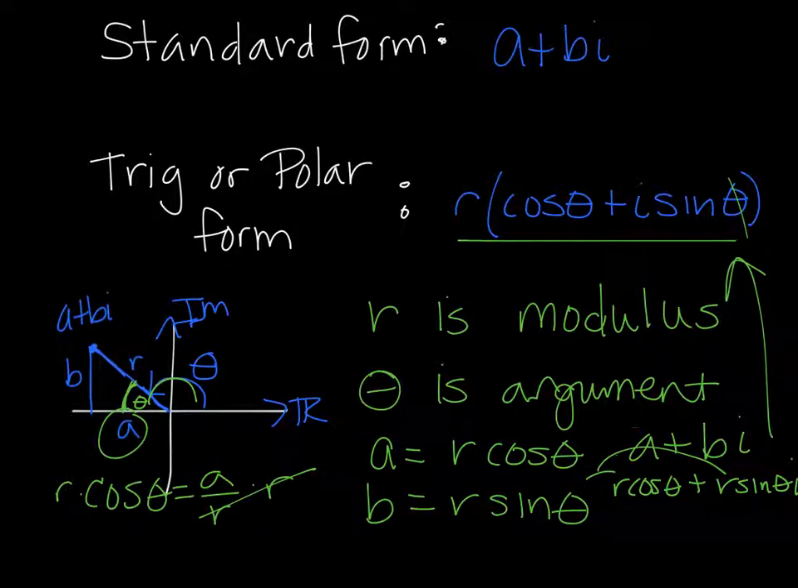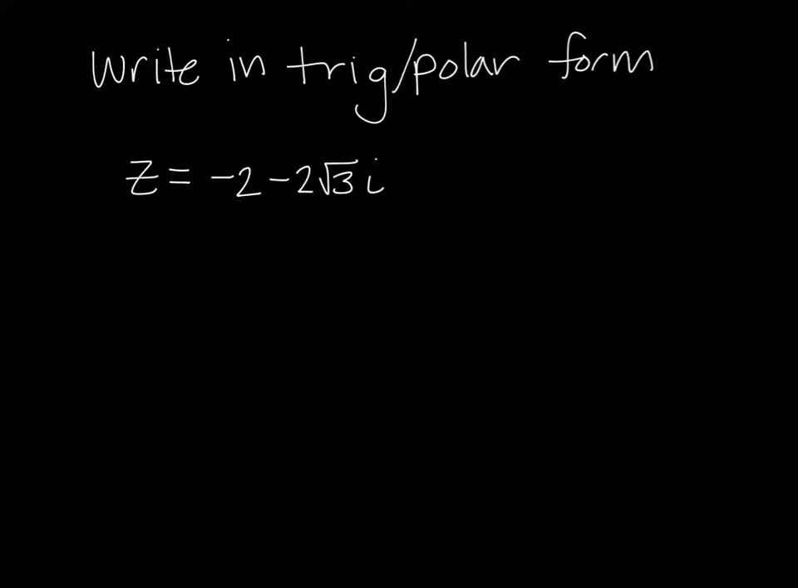Okay, so let's try it. Here we're given -2 minus 2 root 3 i, and we're supposed to put that in trig form. If we draw the picture of what's going on here, I've got -2 and then minus 2 root 3, whatever that is. That's going to be down here though, right? If I draw in my triangle, I know this is -2 root 3. I know this is -2.